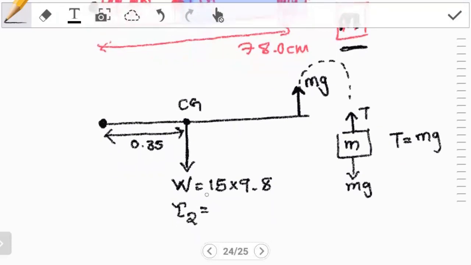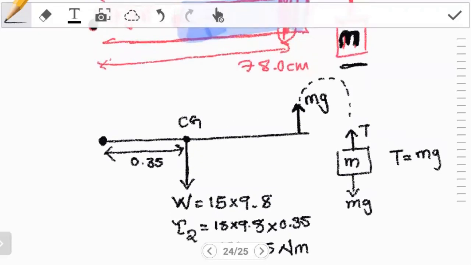So for torque 2, this is going to be the weight, which is 15 by 9.8. This is the force. Again, observe that the two are already perpendicular, so there's no need for us to start getting components. We have to multiply this with the perpendicular distance, which is 0.35. If we do that, we get torque 2 as 51.45. Since force is in newtons and distance is in meters, this is newton meter.